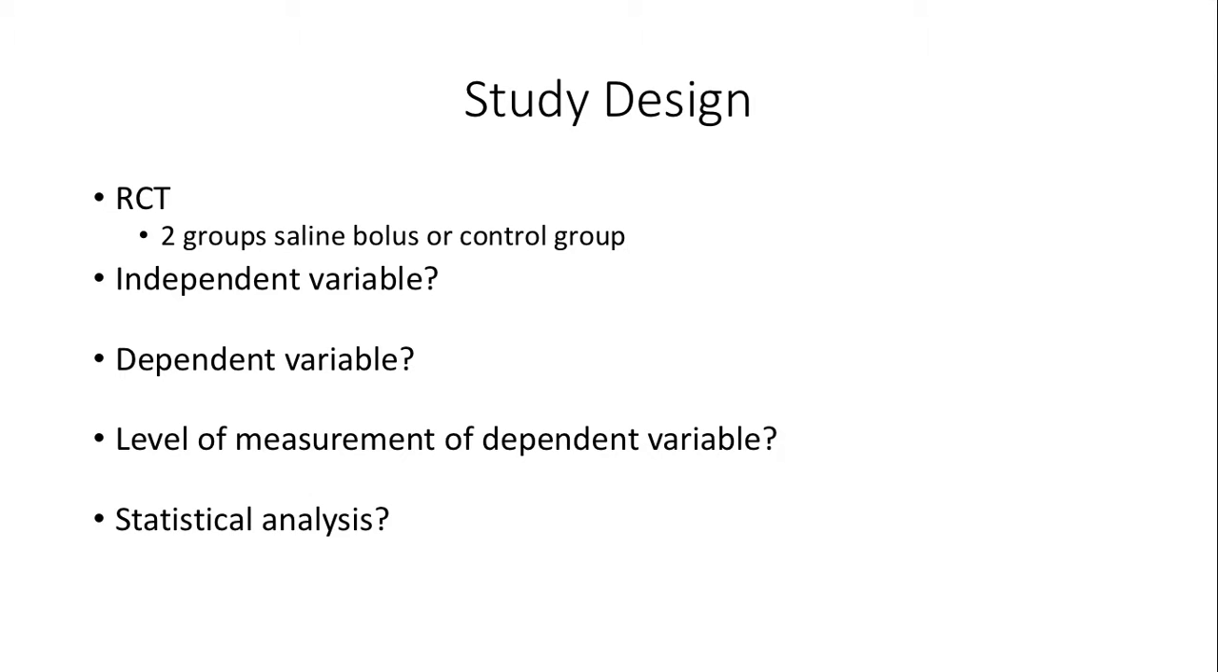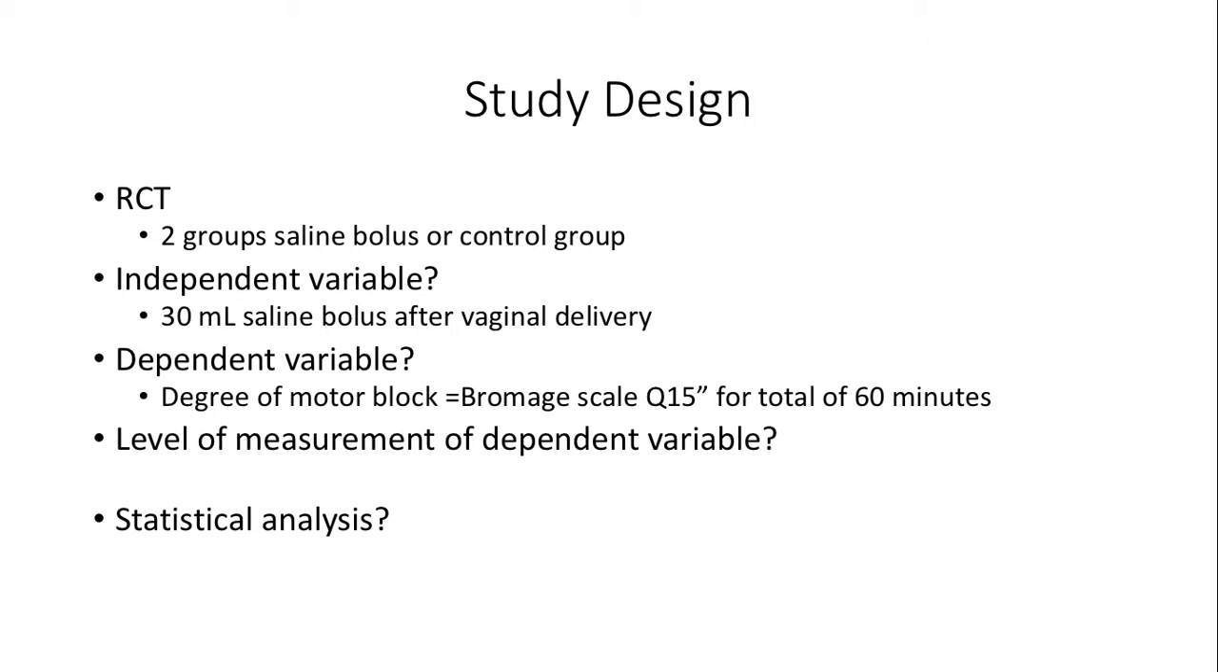So this was a randomized controlled trial. It had two groups, a saline bolus and a control group. What do you think the independent variable was? It was whether or not they got the 30 milliliter normal saline bolus to the epidural catheter after delivery. What are the dependent variables? What are the outcomes they're measuring? The degree of motor block, which was measured with a Bromage scale every 15 minutes for up to 60 minutes. We also measured sensory dermatome levels.